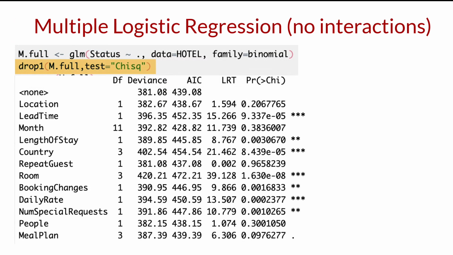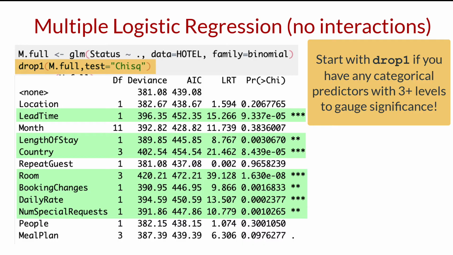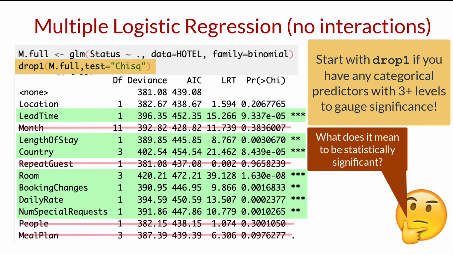Since often we're going to have categorical variables with many levels, that's really the only way to know if those variables are statistically significant. So running drop one and scanning down the list, we find that lead time is statistically significant. Length of stay, country, room type, they're all significant since their p-values are less than 0.05. However, month, people, meal plan, not statistically significant since their p-values are greater than 0.05. So what does this tell us? Well, it tells us something really specific, just like it did for multiple linear regression.